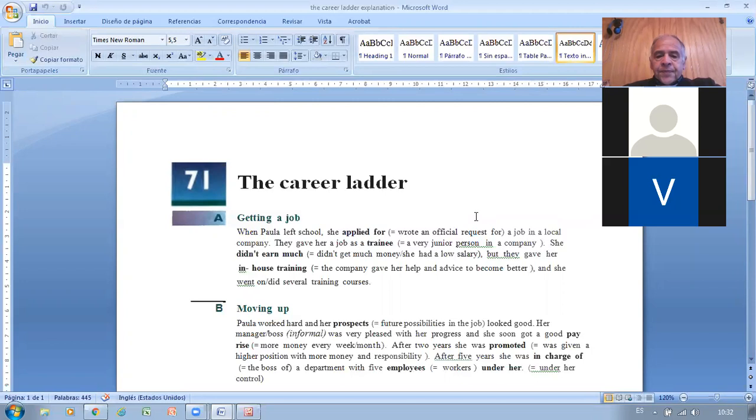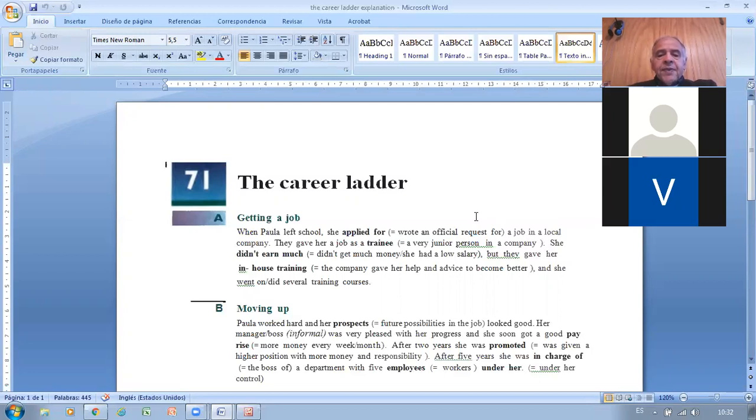Getting a job. When Paula left school, remember that Paula is pronounced Paula in English. Paula. When Paula left school, she applied for a job in a local company. Okay, what does apply for mean? Wrote an official request for. Yeah, when you apply for something, you are writing an official request for it. A job in a local company.